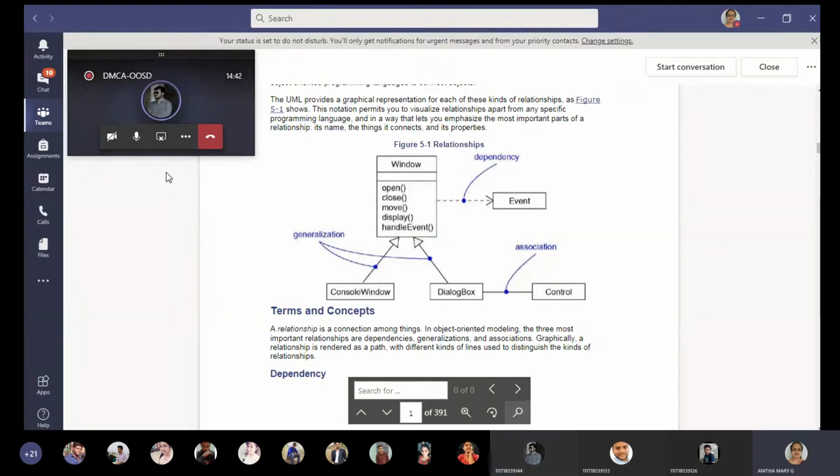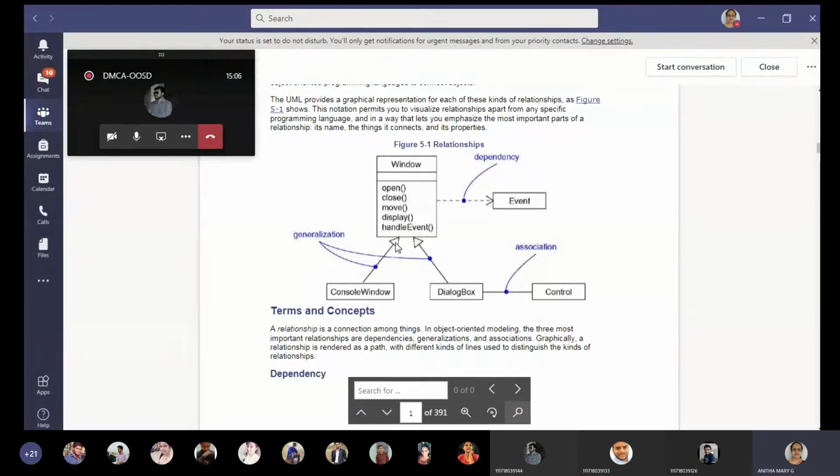Today our class is about learning relationships in detail. If you can just see the screen, the diagram here, concentrate only on the diagrams, not the content. The content you listen to me, and on the screen you concentrate on the diagrams and the mouse cursor that I am pointing to.